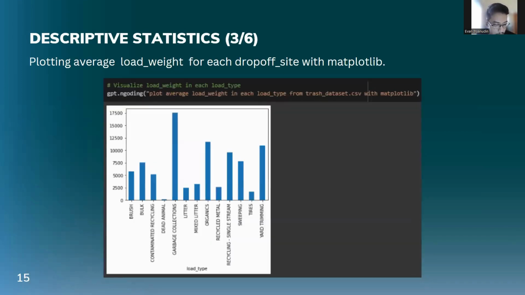Next, we will try to visualize average load weight for each drop offset with matplotlib. We command the AI to visualize average load weight for each drop offset with natural language. As a result, the AI can plot average load weight for each drop offset as commanded, but the visualization is not ordered by value. So we try to command the AI to visualize again with the descending value of average load weight.